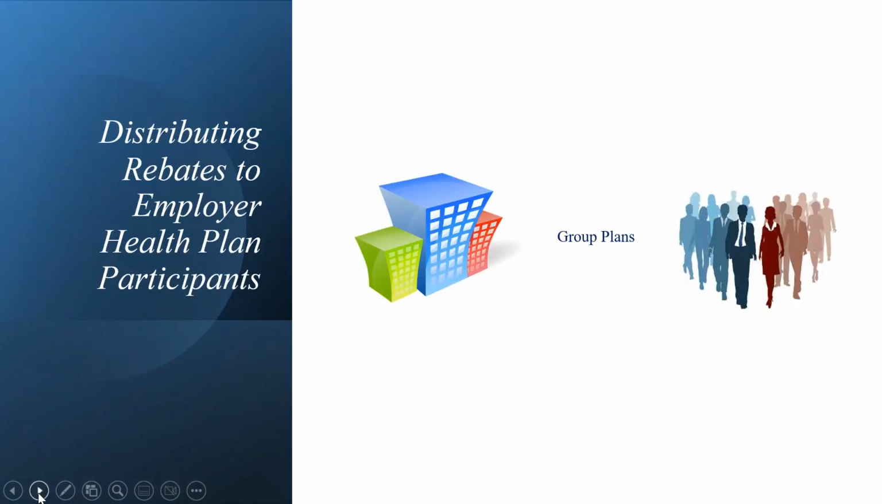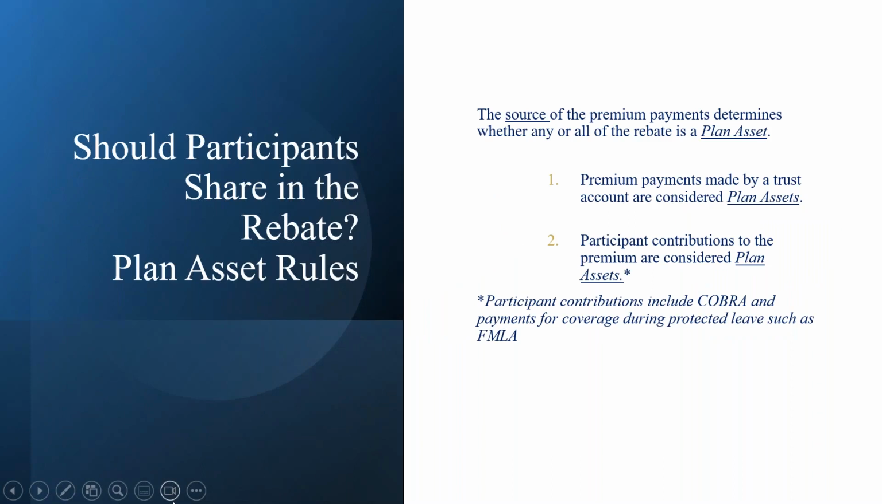So how do we distribute the rebates to these health plan participants? So you've got the employer, because the employer has contributed the lion's share of the money for this group health plan. And then you have the participants who in most cases are contributing to the premium, at least on some level. Should participants share in the rebate? Well, it really depends, and it's what's called the plan asset rules. So it's based upon the source of the premium payments.